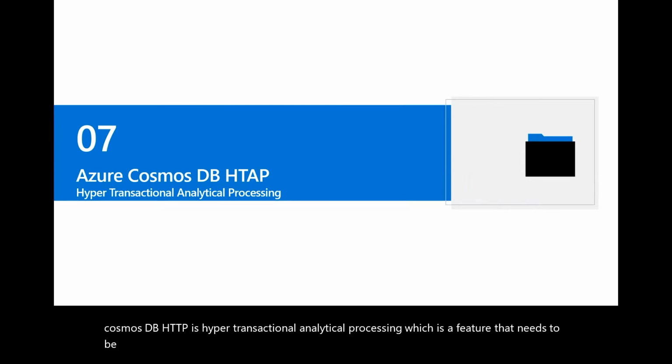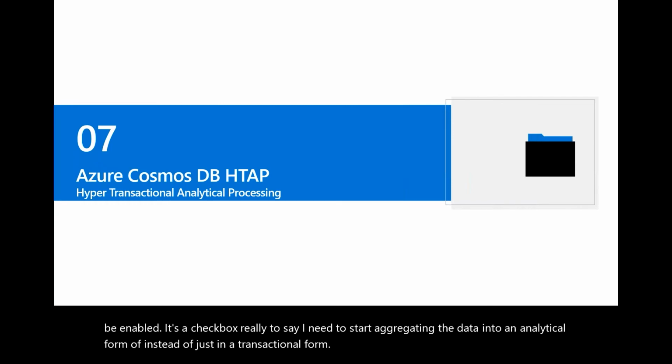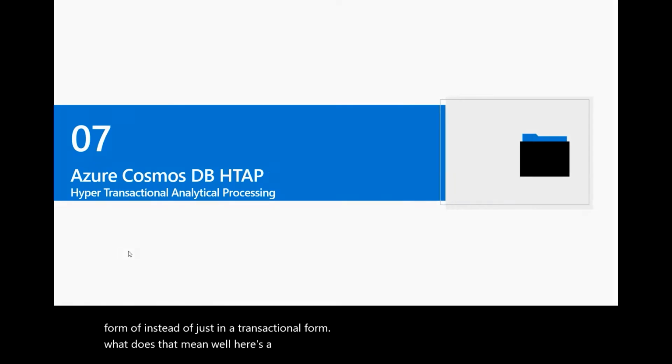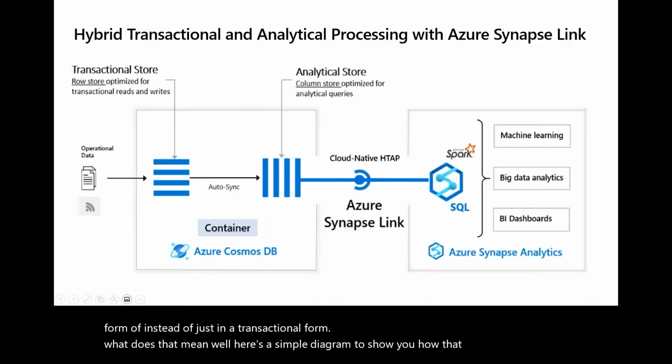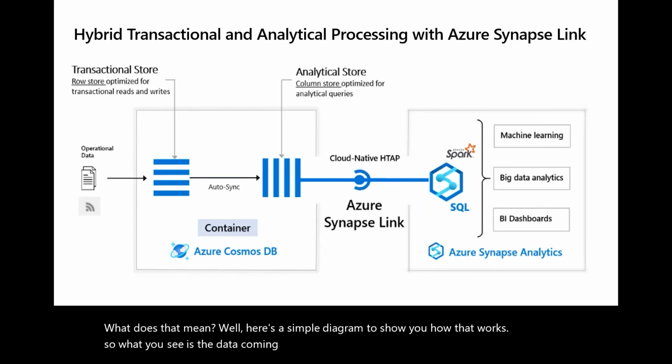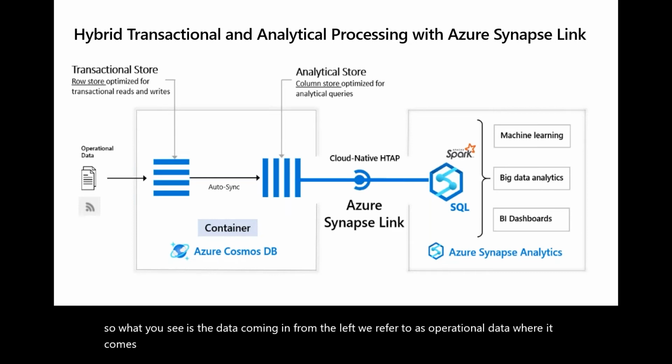It's a checkbox, really, to say I need to start aggregating the data into an analytical form instead of just in a transactional form. What does that mean? Well, here's a simple diagram to show you how that works. So what you see is the data coming in from the left, we refer to as operational data. Where it comes from, it could be coming from an application directly, it could be coming out of a data lake, and it's simply written into Cosmos DB.